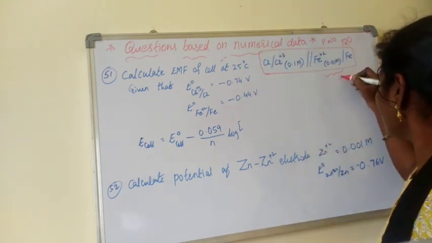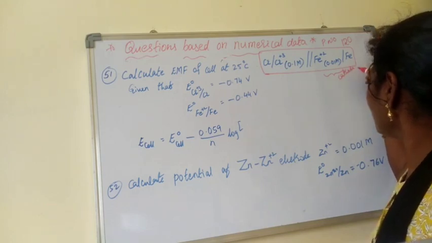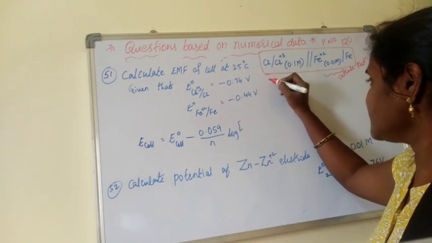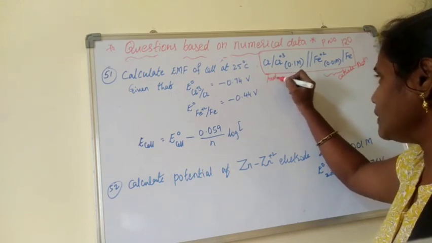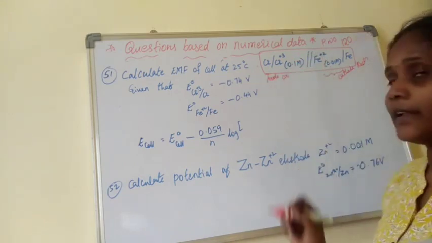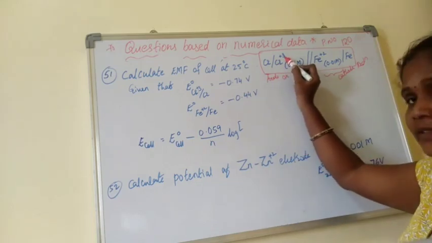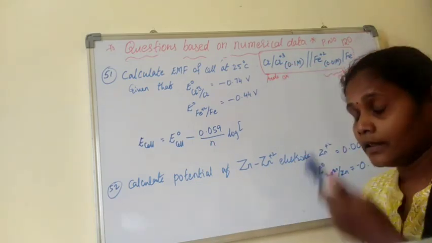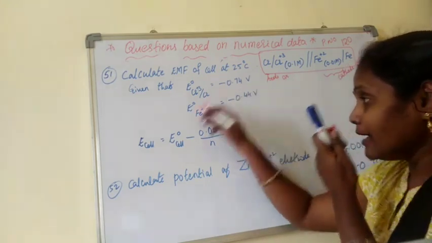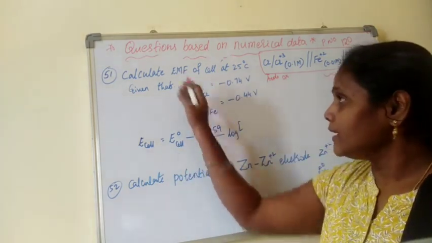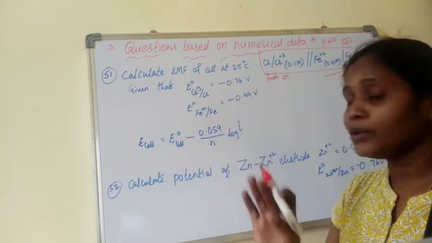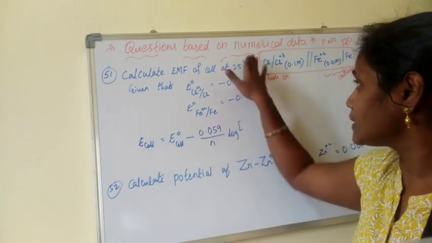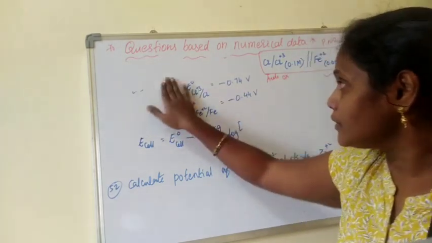The right side is written as cathode, that is reduction, and the left side is anode, which means oxidation is happening. Chromium is converting into chromium plus 3, whereas iron plus 2 is converting into iron. So we should not directly go to calculating the EMF. First, we need to write the proper equation for this. So let me write it.